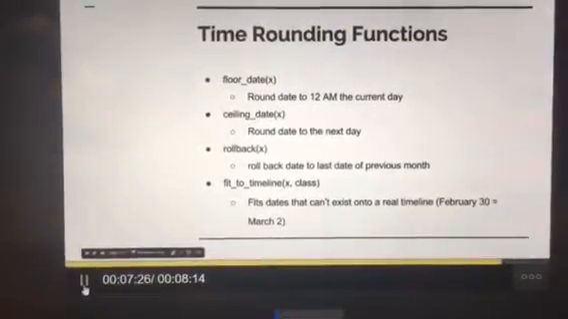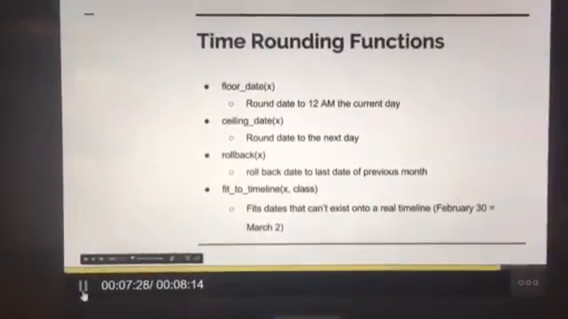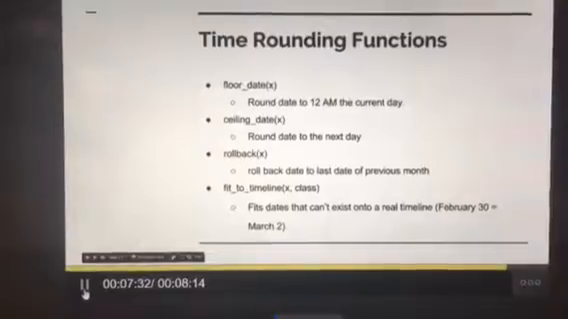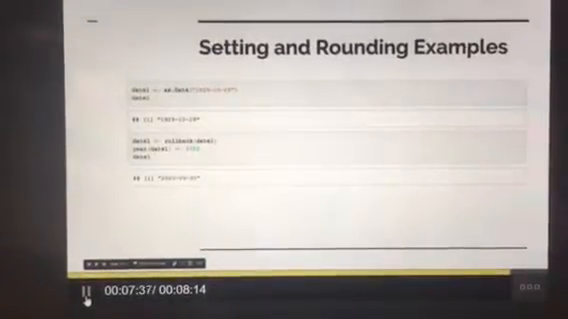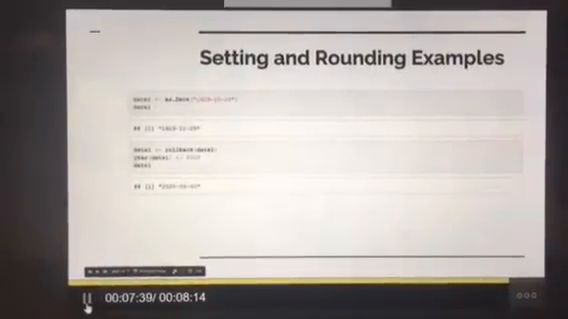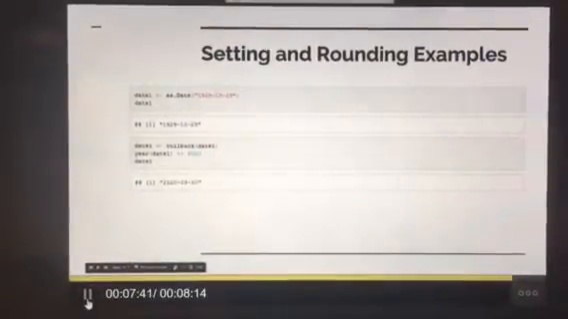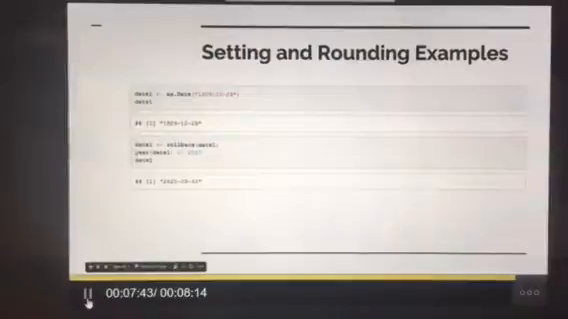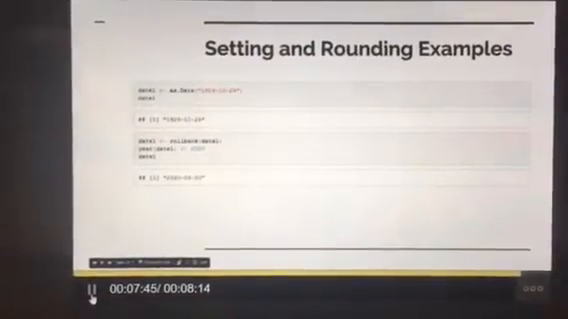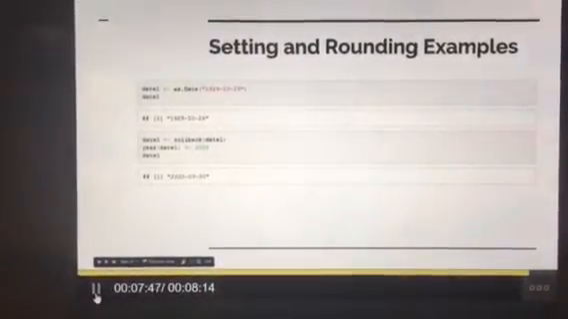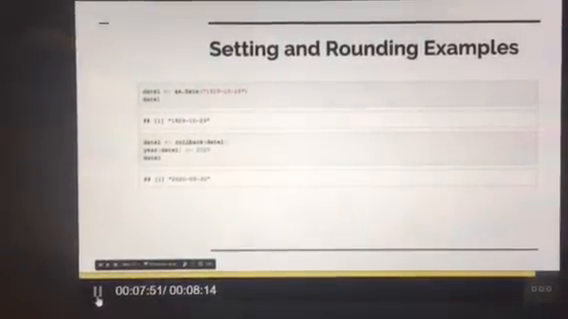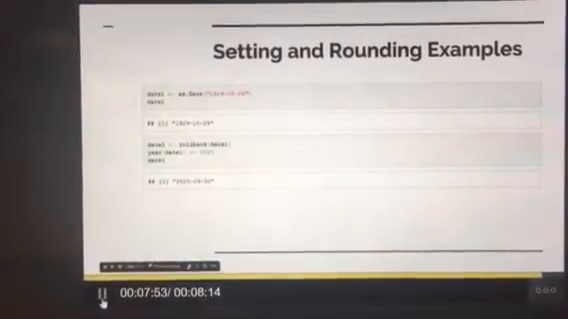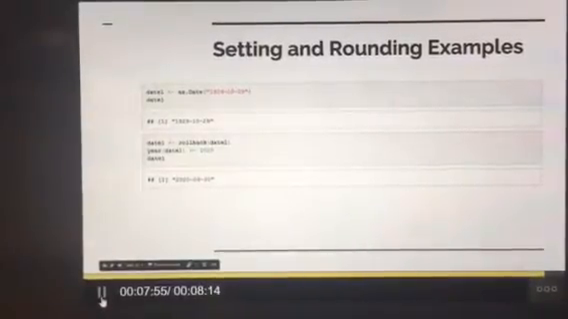Fit to timeline fits dates that can't exist onto a real timeline. So for example, if you entered in February 30th, it would give you March 2nd because February 30th is not an actual calendar date. Some examples of setting and rounding are if you created the date time object, and if you do rollback date 1, year of date 1 is 2020, and it would give you the new date of date 1.